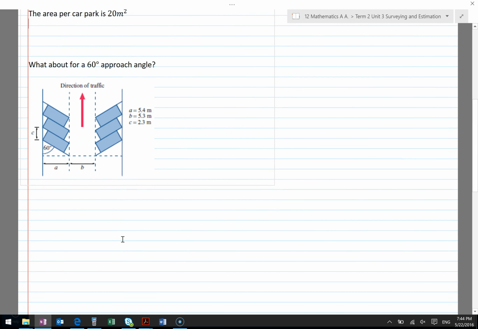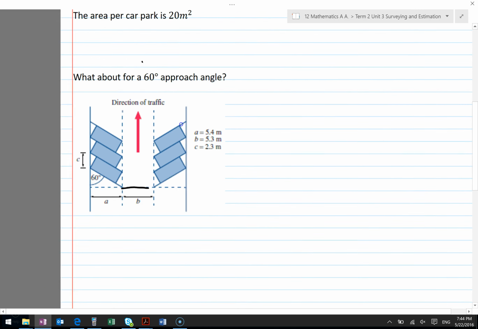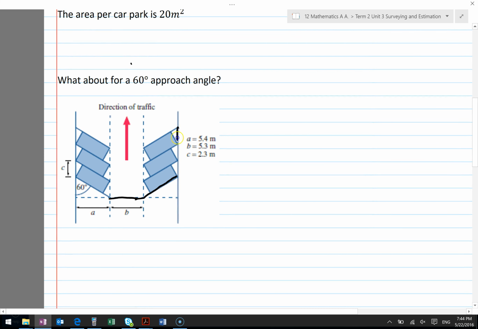What about for a 60 degree approach angle? Similar to what we see in the staff car park. In this case, we're trying to find the area of this shape that we're using for those 6 car parks. What do we know? I've got A here again. That tells us these little distances are all 2.3, and A is 5.4. So the way we'll do it is just break it up into smaller shapes.